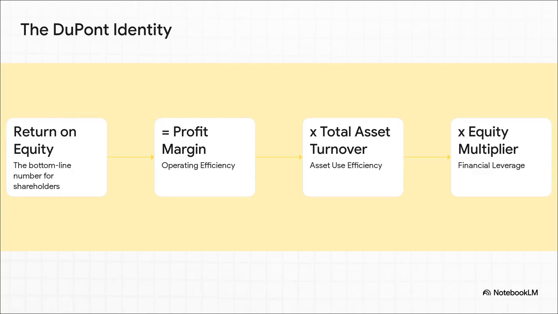And what it does is break down return on equity, which is really the bottom line for shareholders, into its three core engines. First, you've got profit margin, which is all about operating efficiency. Then you multiply that by total asset turnover, or asset use efficiency. And finally, you multiply that by the equity multiplier, which measures financial leverage. Profitability, efficiency, and leverage, the three pillars of shareholder return.